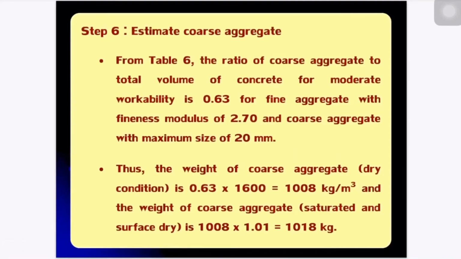From table 6, the volume of coarse aggregate is 0.63, and we know the unit weight in dry condition of the coarse aggregate is 1,600 kilograms per cubic meter. So we obtain the weight of the coarse aggregate in dry condition is 1,008 kilograms per cubic meter. And we know the water absorption of the coarse aggregate given by the problem is 1%. So the weight of the coarse aggregate in SSD condition is 1,018 kilograms per cubic meter.